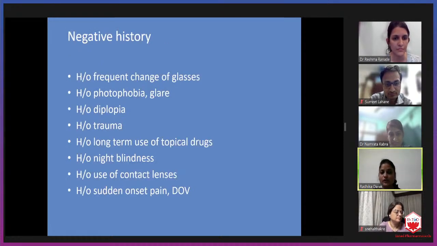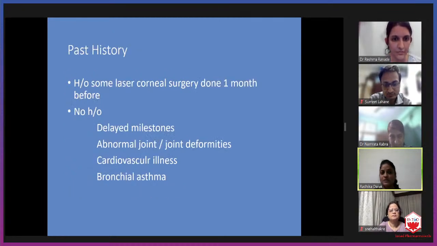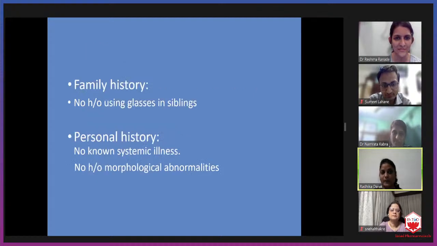Negative history: no history of frequent change of glasses, photophobia, glare, diplopia, trauma, long-term use of topical steroids, no history of night blindness, use of contact lenses, and no history of sudden onset pain and diminution of vision. Past history of some laser corneal surgery done 1 month before. There is no history of delayed milestones, abnormal joint deformities, cardiovascular illness, and bronchial asthma. Family history: no history of using glasses in the siblings. Personal history: no known systemic illness, no history of morphological abnormalities.